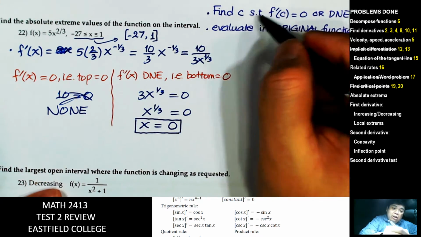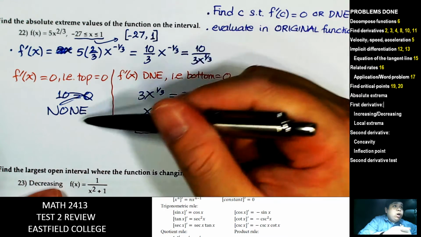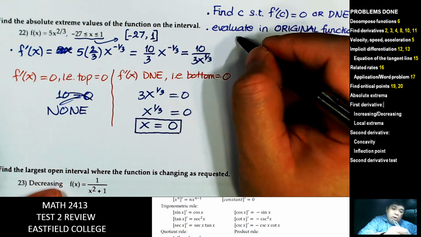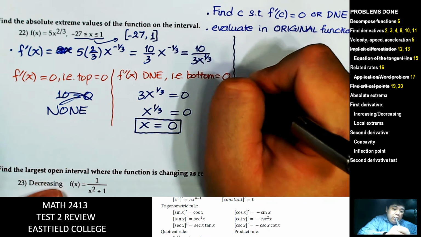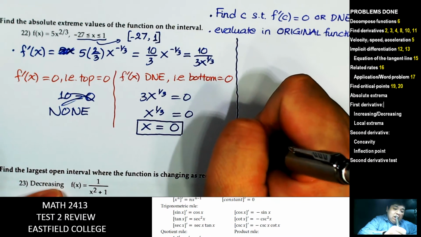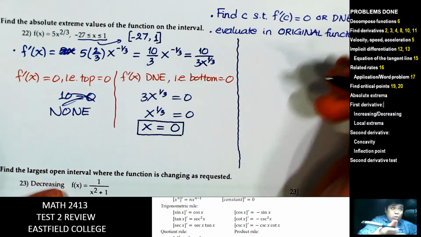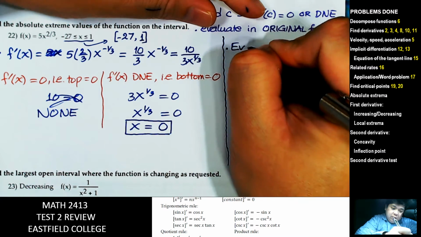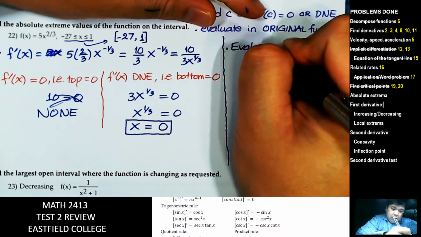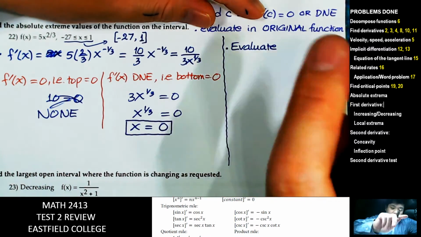Right, so the first step is to find all the values where the derivative equals 0 or does not exist. We have x equal to 0. Notice that this is not a critical point. We don't really have to check yet because we're going to check it later. Actually, we're going to check it now. So next we evaluate. Very important: with the original function.